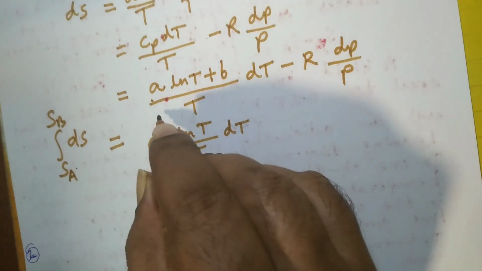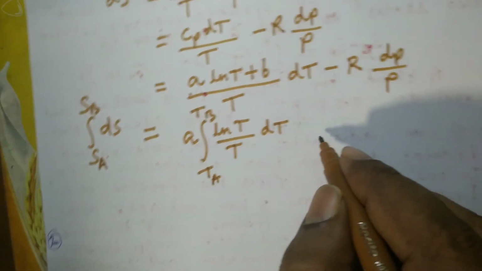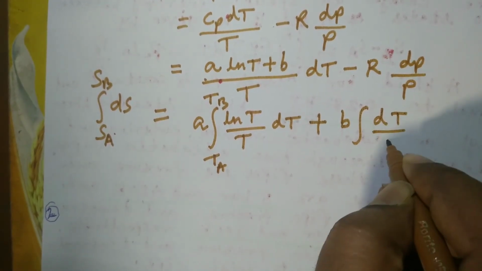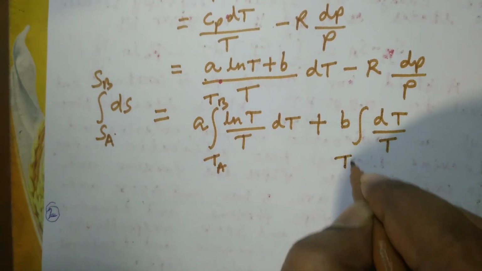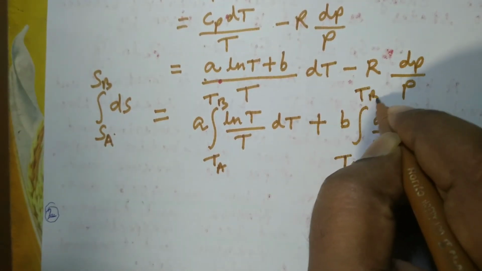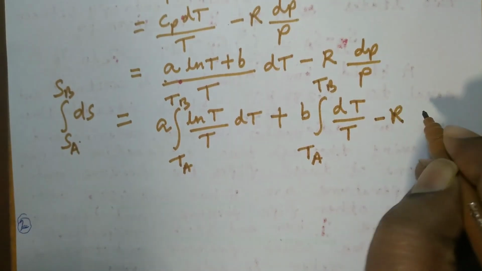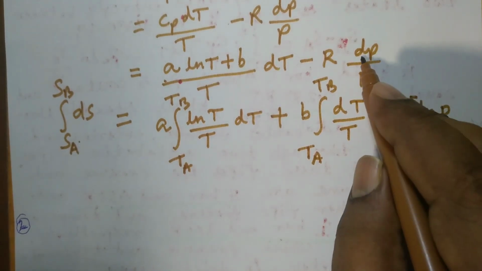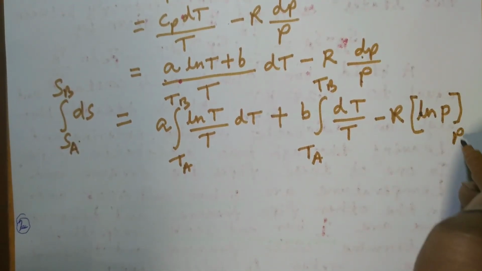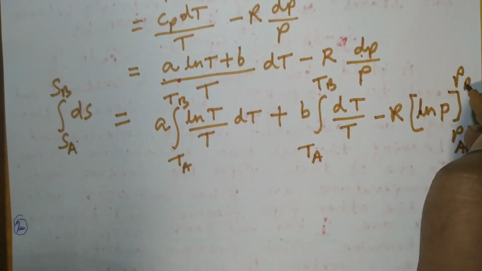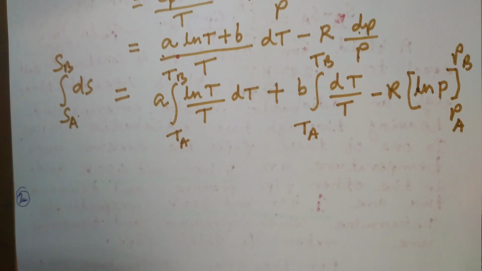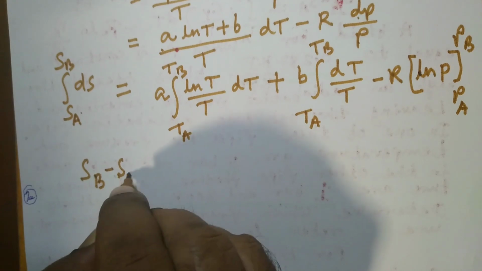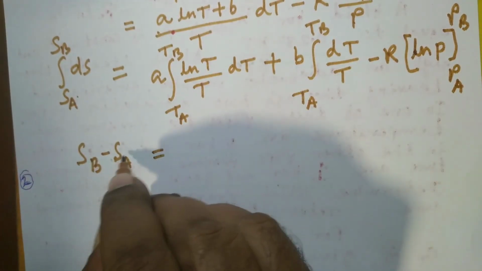Limit is from TA to TB plus B dt upon t, TA to TB minus R ln P. If you integrate dP by P, it will be ln P. Limit is from PA to PB. On integrating, this is SB minus SA. These are specific entropy per unit mass.